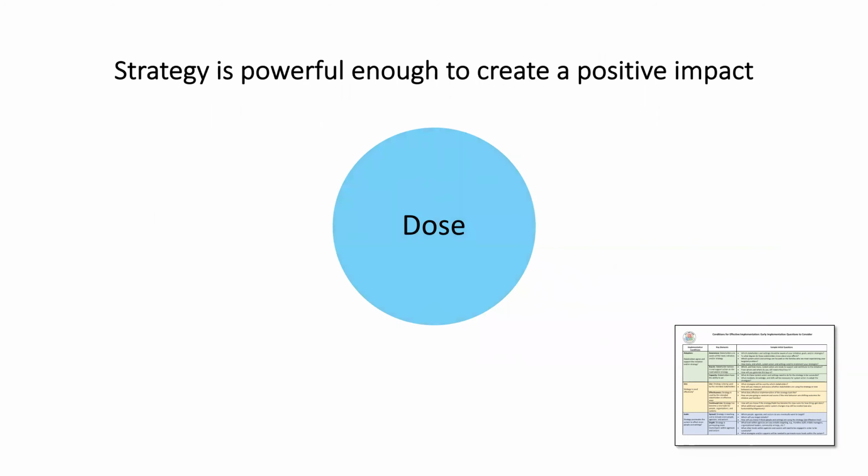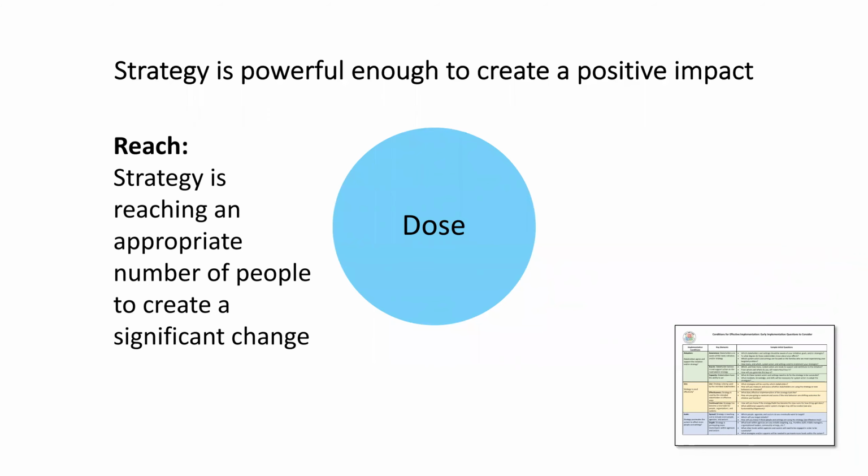The next condition is dose. Again, strategy is powerful enough to create a positive impact. With dose, we want to look first again at reach. Is it reaching an appropriate number of people to create a significant change? It's great for every provider that we reach with our training, and if they are indeed making an impact with their practices with children, that is a great thing. And that great thing can even be better when we're reaching more providers with this training, and therefore more children and families are benefiting as a result.